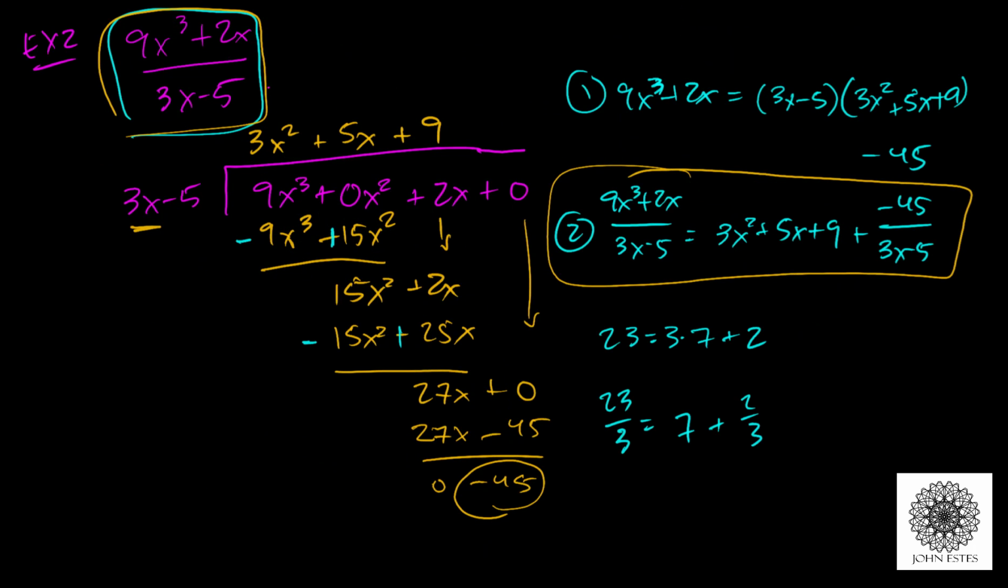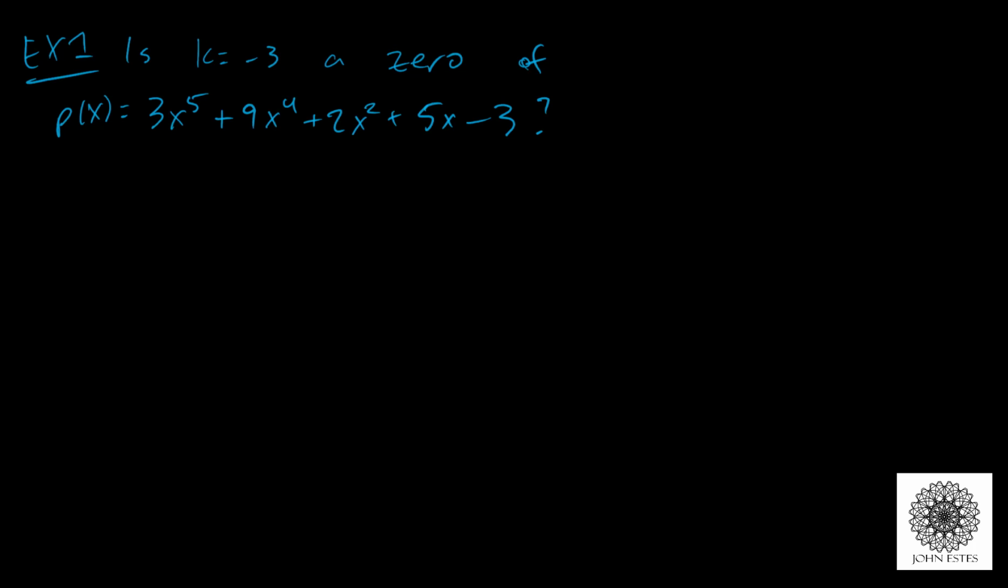Now polynomial long division, if you remember, is a long process. It looks something like this, and it took a lot of steps. So it would be nice if we had a quicker way of doing this, and we do, and that's where we come up with synthetic division. I'm going to show you some examples and try to relate it back to this idea of zeros and non-zeros. So for example 1 here, I want to know: is k equals -3 a zero of this long 5th degree polynomial?